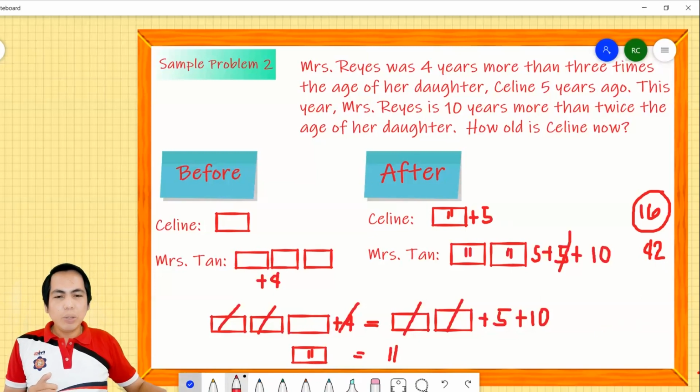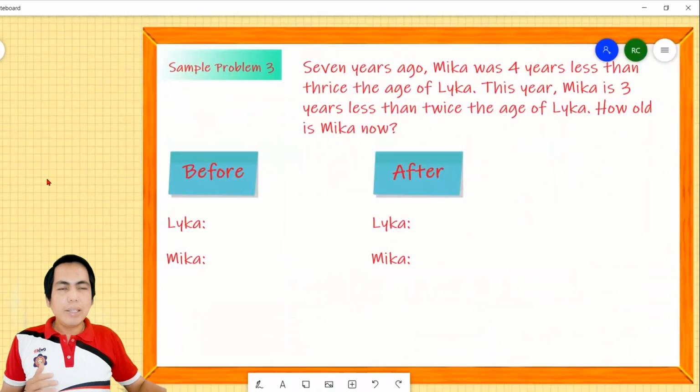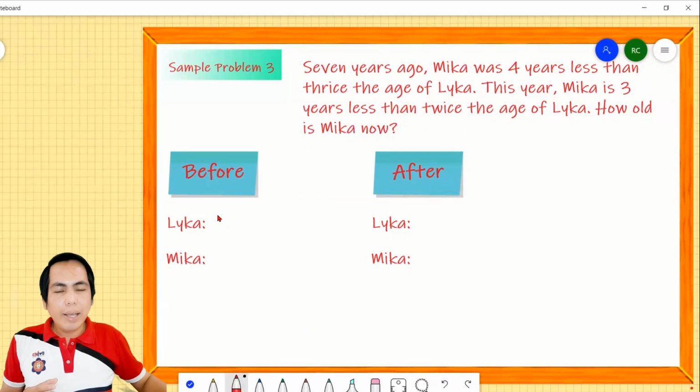Now let's proceed to sample problem number 3. It says here, 7 years ago, Mika was 4 years less than thrice the age of Laika. This year, Mika is 3 years less than twice the age of Laika. How old is Mika now? So again, we are going to represent the age of Mika and Laika 7 years ago. So let's begin with Laika.